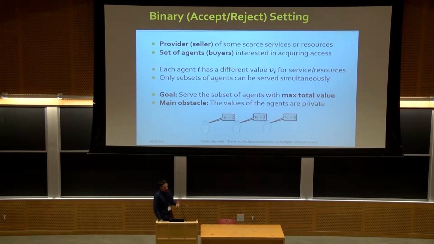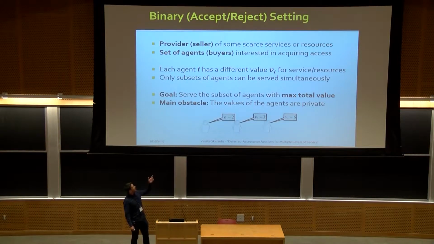So in this binary accept-reject setting, what we have is a provider or a seller who's providing some services or resources to interested buyers. The set of buyers are interested in acquiring the service. Each agent has a value, a single parameter v_i, that defines the value for getting that service. What makes it a single binary setting is that the buyer is either accepted or rejected. There are only two possible outcomes. There's no intermediate way of dealing with this.